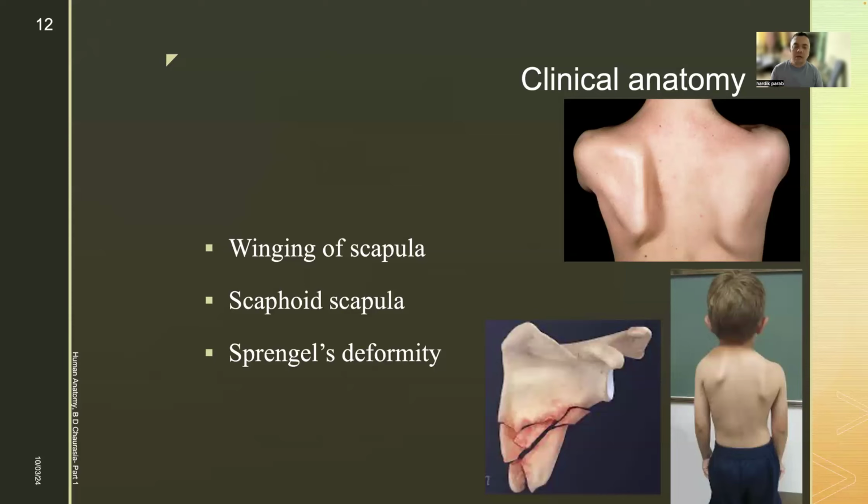And another one we can see is fractured scapula. This again happens in case of direct trauma over the scapular area. If the person falls on an outstretched hand, they can have this kind of scapular fracture. So these were a few of the clinical anatomy.